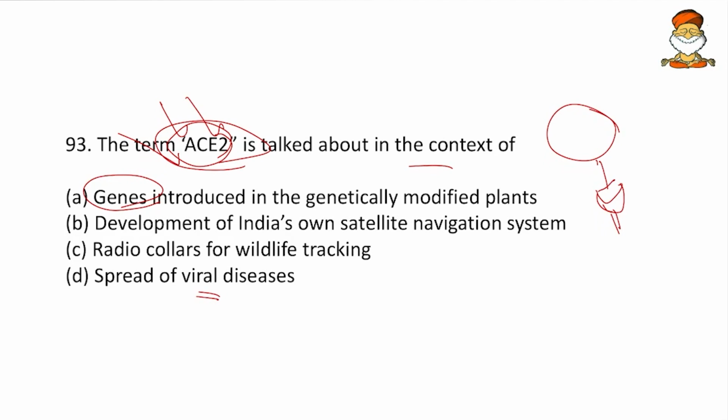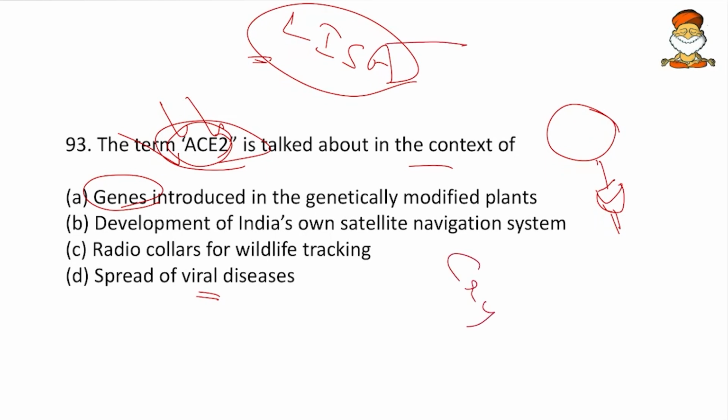So friends, remember these two tricks. If there are only alphabets, say for example LISA, this is an abbreviation that mostly comes under the space topic. And if there is an alphanumeric, say for example the cry1AC gene, that is alphabets and numerics together, this will come under biotechnology. Mostly it will be a gene or it will be a protein.